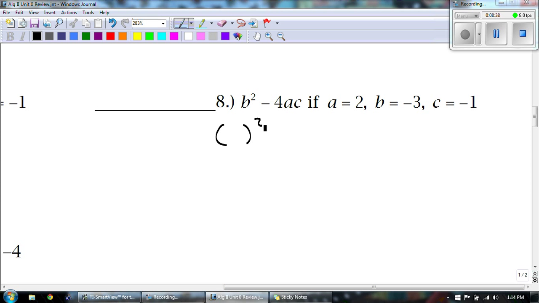Okay, so b squared minus 4ac. Does anybody recognize that? No? You will soon. Just try to plug everything into where it belongs, and then let's solve or simplify. Order of operations: negative 3 squared is negative 3 times negative 3, which is 9.